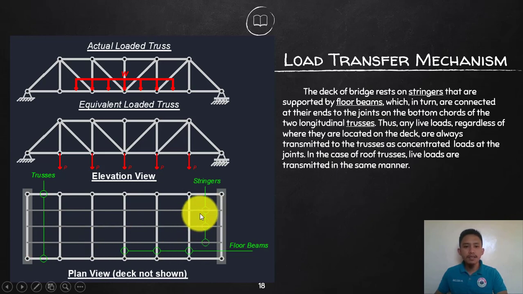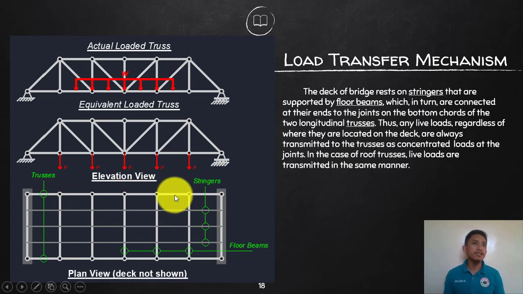And then the stringers are resting on another member, which we call the floor beams. These are the cross-section or transverse members. So again, the slab is resting on the stringers, and the stringers are supported by the floor beams. Lastly, the ends of those floor beams are connected to the joints of the trusses.